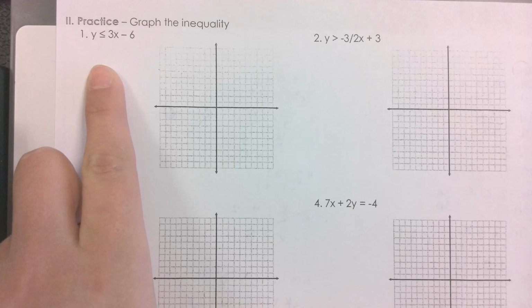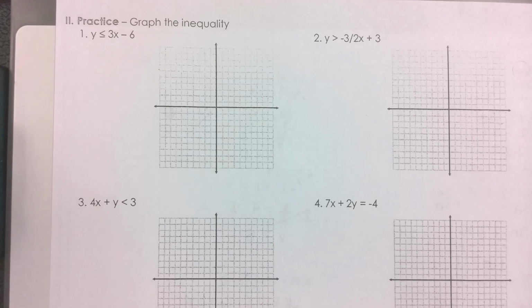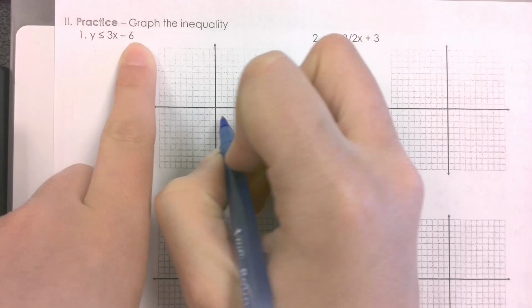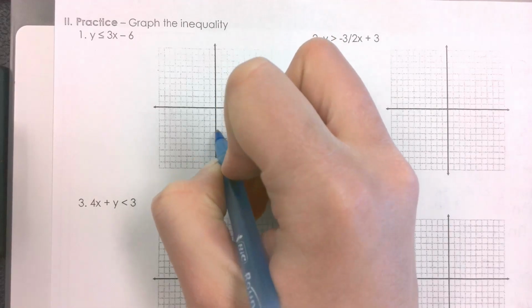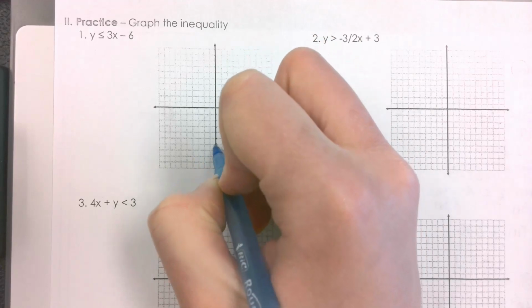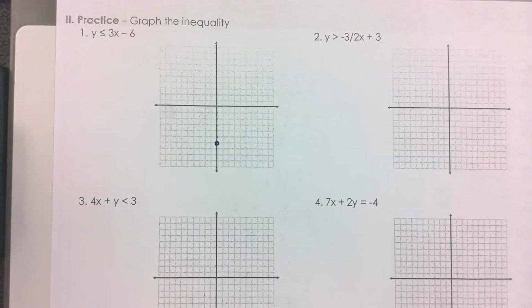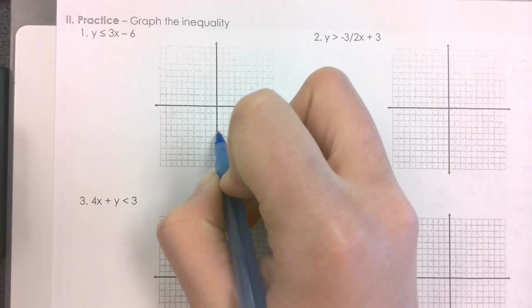Where are you going to start that graph? -6, your y-intercept. So we're going to go down -6. Then we've got to count our slope. What's the slope there? 3. So you're going to count up 3 over 1.